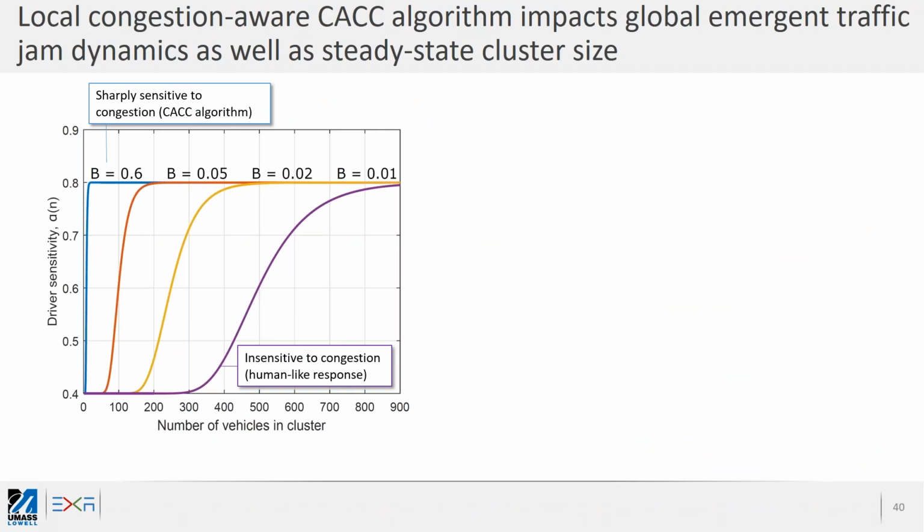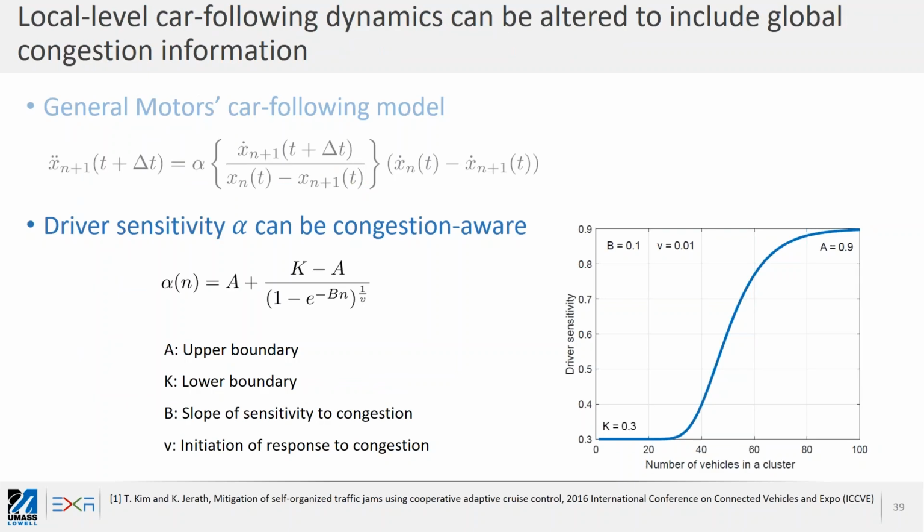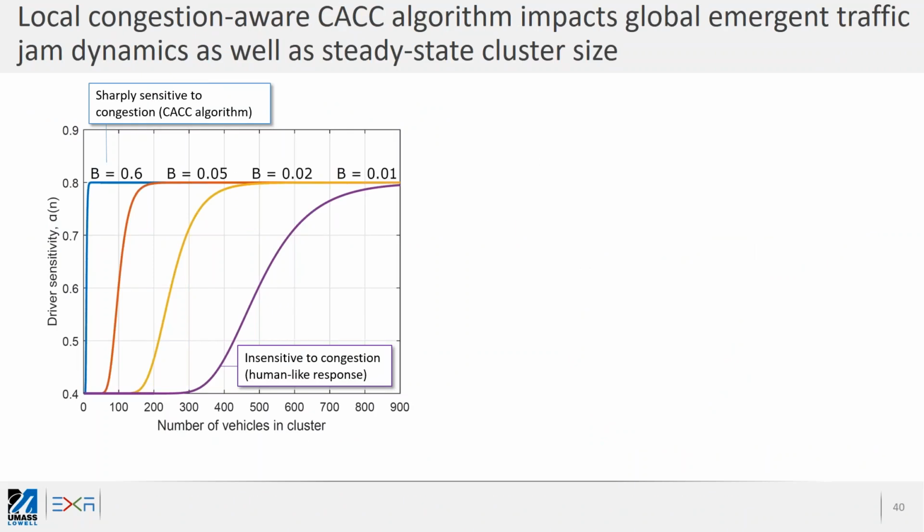So what you see over here is different sensitivities corresponding to b, which I don't think I mentioned. b is the slope of sensitivity to congestion. So over here, the blue line represents a really high sensitivity to congestion. The purple line on the extreme right represents a low sensitivity to congestion, so it does not respond even for large traffic jams. So if there are 300 vehicles stuck in a cluster, the purple line is still not responding. The algorithm is still not responding. So based on this, we can have an intuitive understanding of which of these algorithms will help us alleviate congestion.